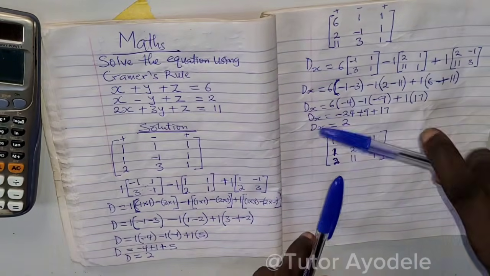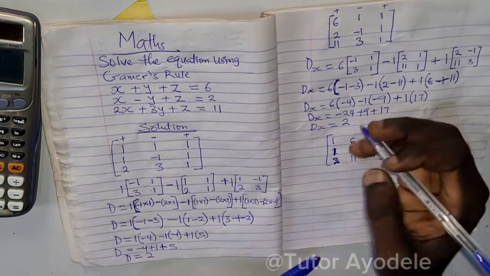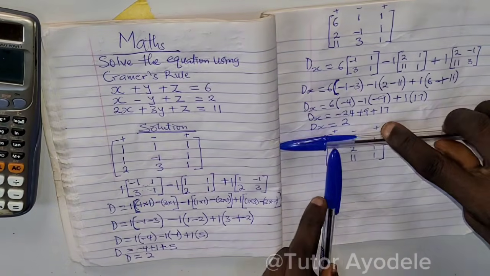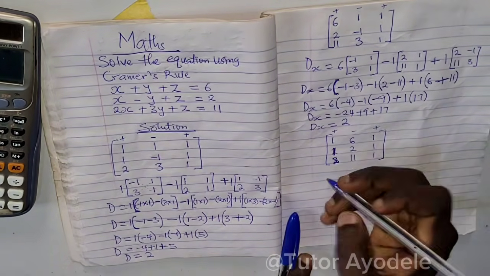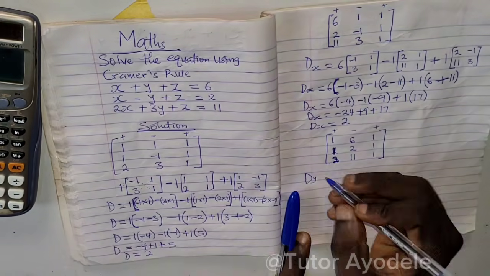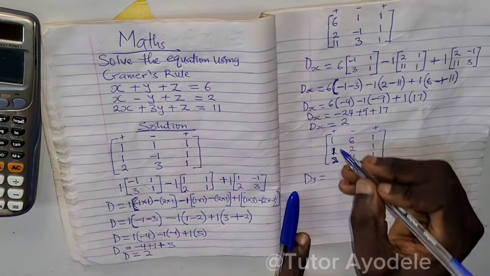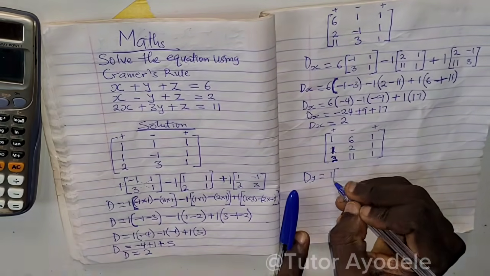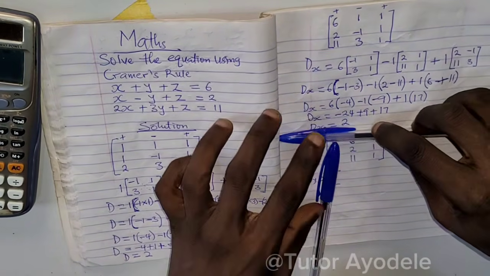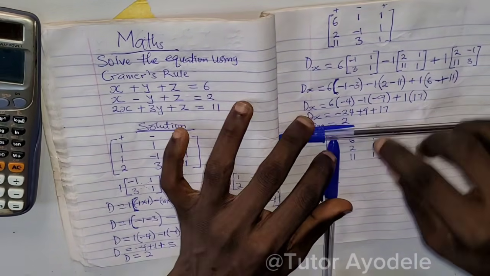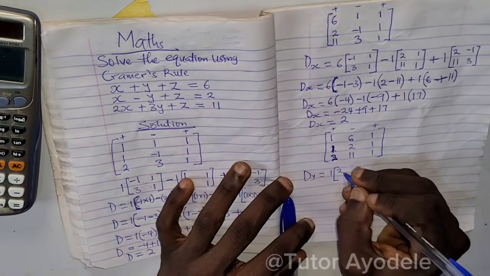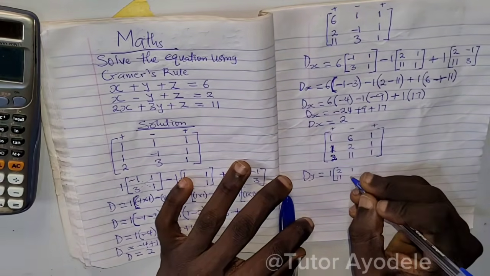So where do they meet? Don't forget that we have positive, negative, positive. They meet at this one. Therefore, we are calculating the determinant of y, which will be equal to 1 into brackets. When they meet at this one, we are left with 2, 1, 11, 1.